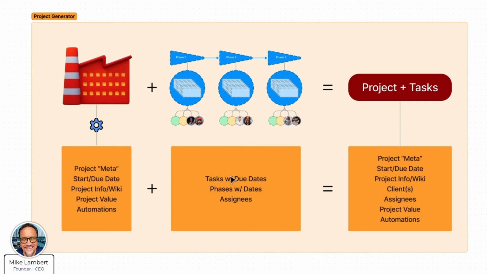The task template is going to bring to the party the tasks with due dates and phases with dates, relative dates, remember. And the assignees, which can be direct, as we said, or can be these dynamic identities like project leader or client. Client will always be dynamic if you want to assign a client. You can't directly assign a client. You'll always choose it as an identity.